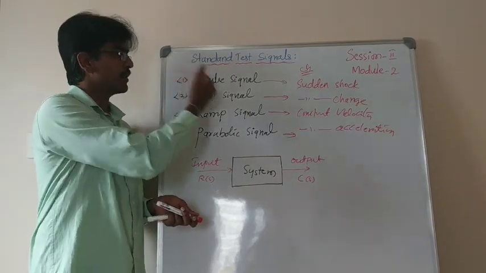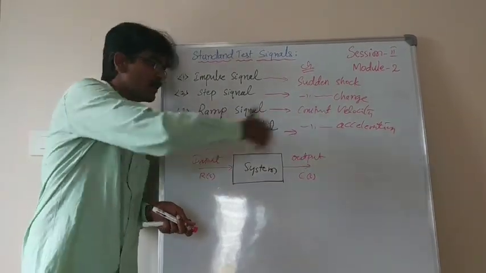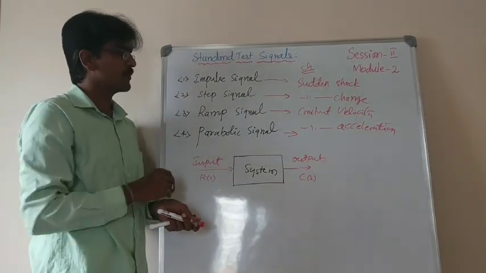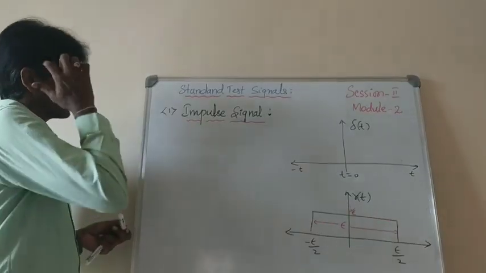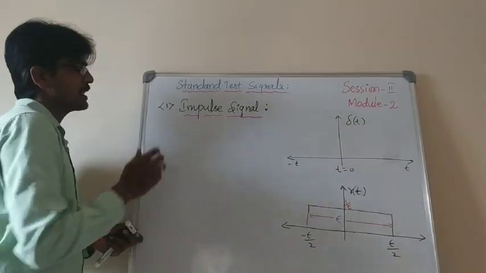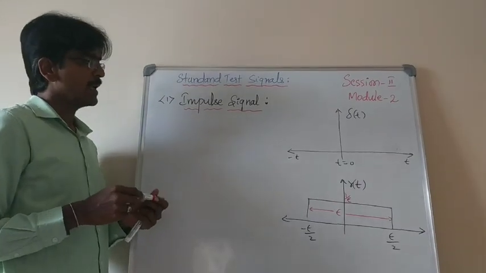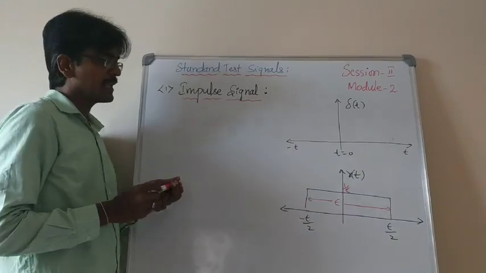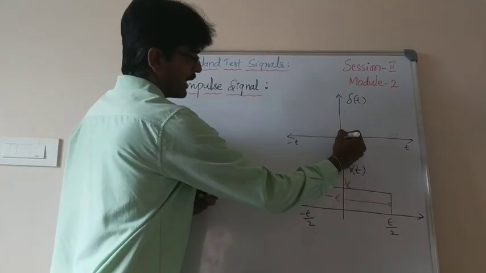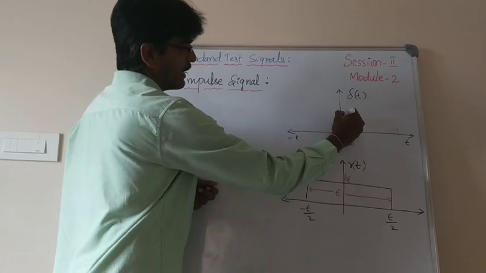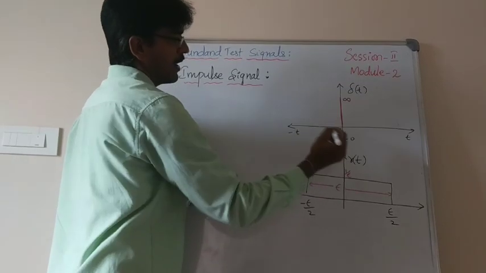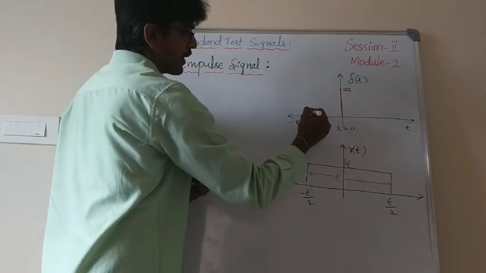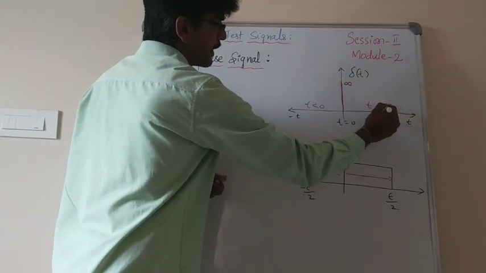Hence, we should know the behavior of those signals with respect to time, because we are doing time response analysis. So let us discuss one by one in detail. Now, let us discuss the first signal, that is the impulse signal. What is an impulse signal? An impulse signal has infinite amplitude at t equal to 0 and 0 amplitude for t less than 0 and for t greater than 0.